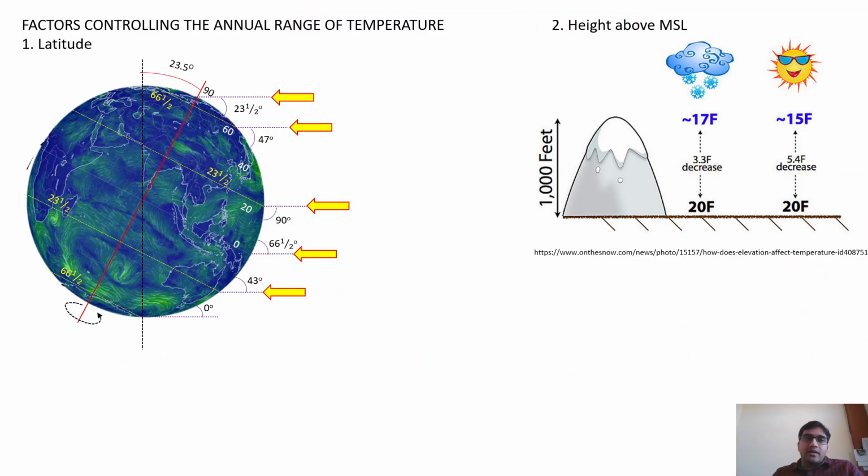Okay, all right. Now what are the factors that control the annual range of temperature? The most important is latitude. We have seen in my previous lecture how the latitudinal variation of heat distribution works. But if we look at the angle made by the sunlight with the earth, which is also called the altitude of the sun, it plays a very important role.